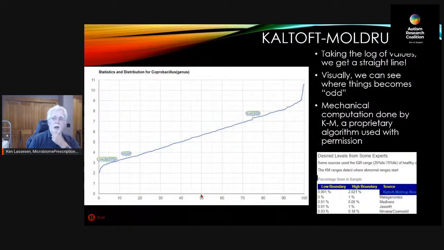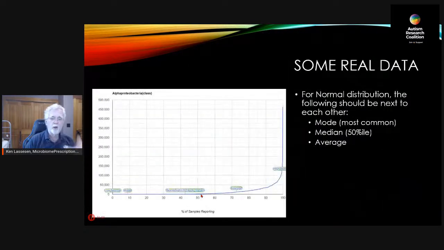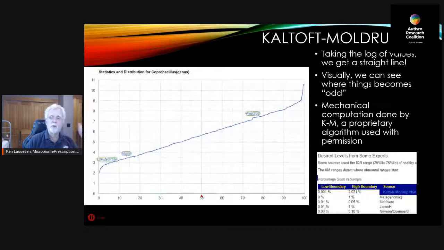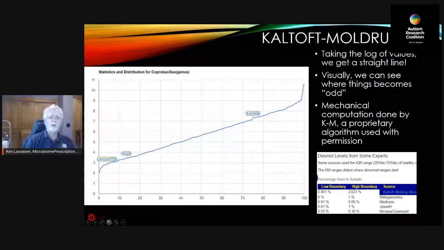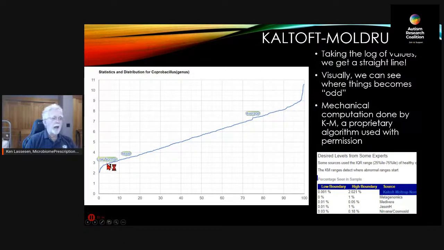What I found, checking with some data science friends, is there's a process called the Kalthoff-Waldrop algorithm. It's proprietary, but I got permission to make use of it. And we can show you very quickly on the chart what it is. What we do is we take the values here and compute the logarithms of them. And then when you compute the logarithm, you get a bizarre thing showing up. You get almost a straight line. And then at the bottom and the top, things change.